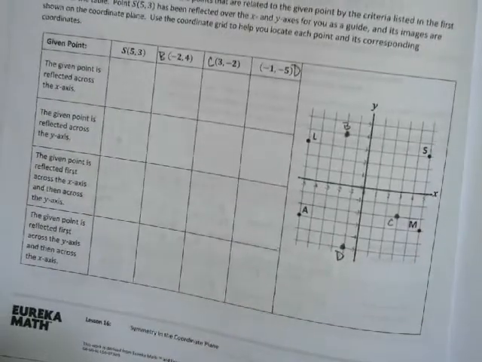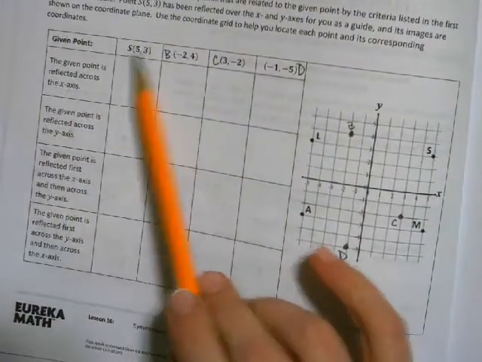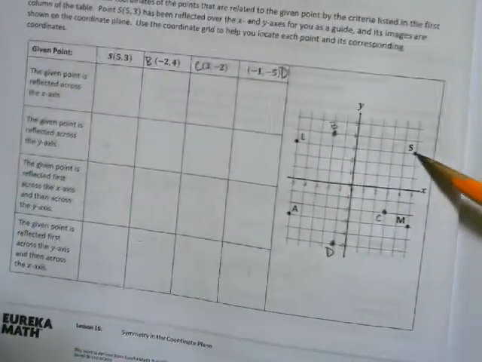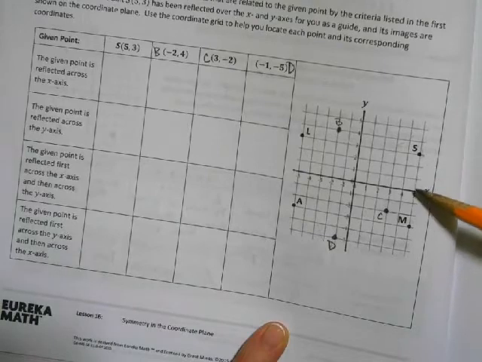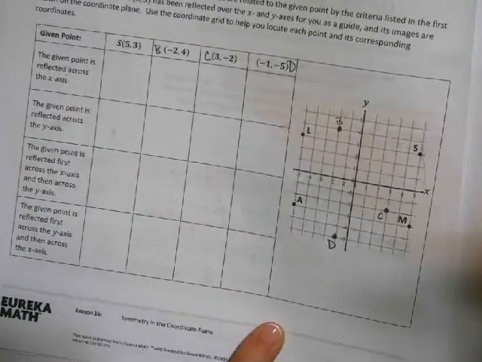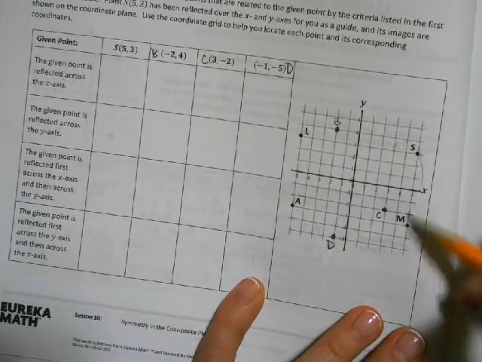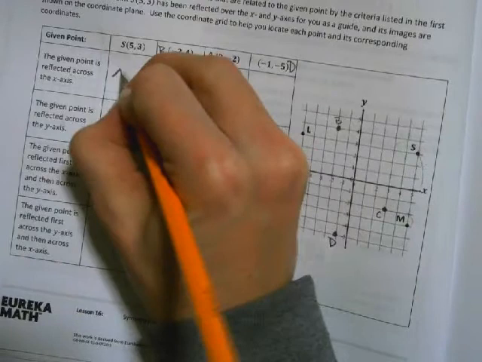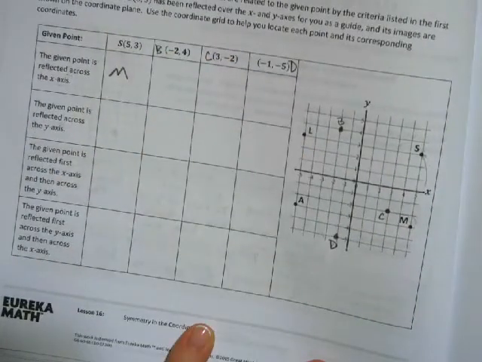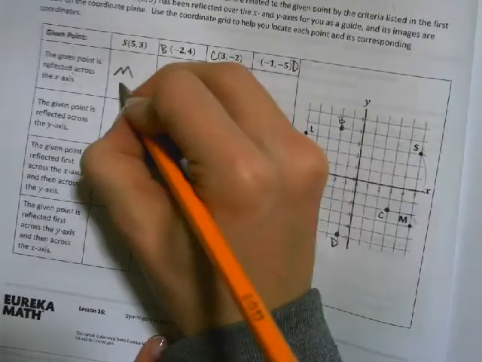All right. The given point is reflected across the x-axis. So we have 5, 3 reflected across the x-axis. So this is 1, 2, am I correct? The x-axis. So here's my x. 1, 2, 3 to x, 1, 2, 3. So M would be my point, and the coordinate would be 5, negative 3.